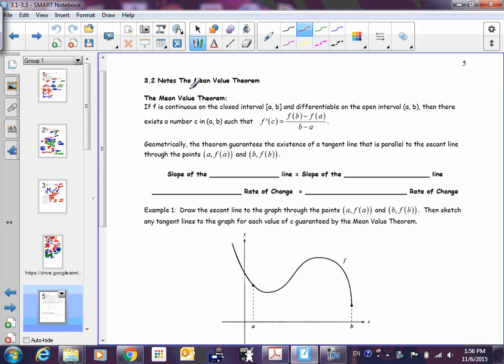So mean value theorem, what is the mathematical meaning of the word mean? Average. When have we used the word average in this class? Talking about average rate of change. That's your indicator of when to use mean value theorem, when you're talking about average rate of change and slope and all that. So look at the conditions for mean value theorem.